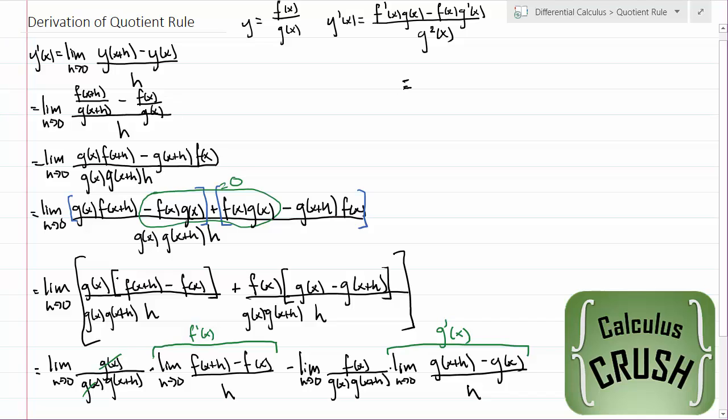So we'll write it up here. We have 1 over g of x times f prime of x minus, now this will be f of x over, so this h goes to 0 and we just have g of x squared. And then we have g prime of x here.